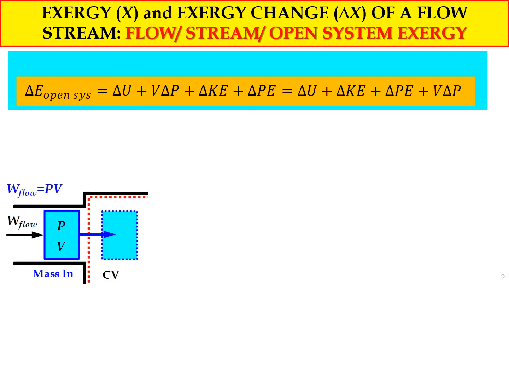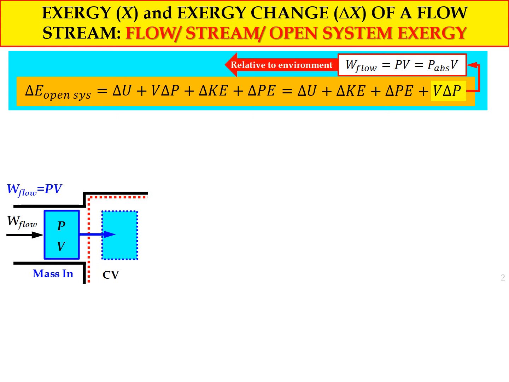Okay, so if you look to the schematic diagram that we have already discussed before for the open system, the term for V delta P actually represents the formula for flow work, which is equal to PV, and the pressure in this equation is normally the absolute pressure, P_abs, multiplied by V. Now if we relate our condition to the environment condition, where we consider the exergy concept, instead of W flow we will have X flow, the maximum potential of W flow.